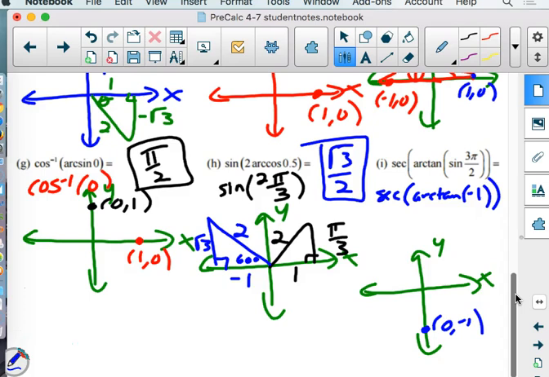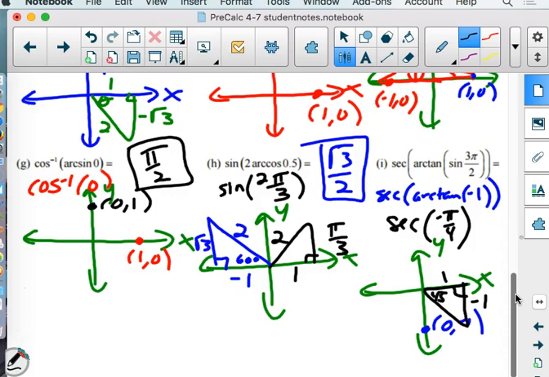Inverse tangent. Now we need PVR. Where are we going to find the tangent of negative 1 in the PVR? Fourth quadrant. How are we going to get negative 1? 45, 45, 90. Okay, arctan means we're supposed to give them that angle, but it needs to be in radians and it needs to be in the PVR. So what's it going to be? Negative pi over 4.